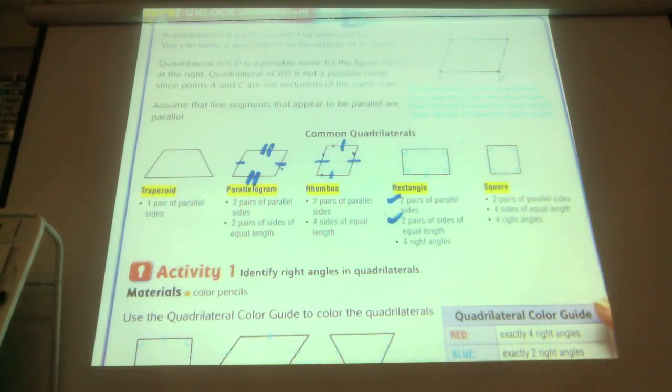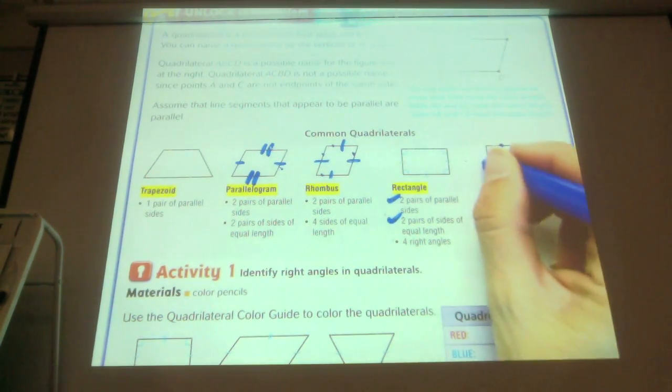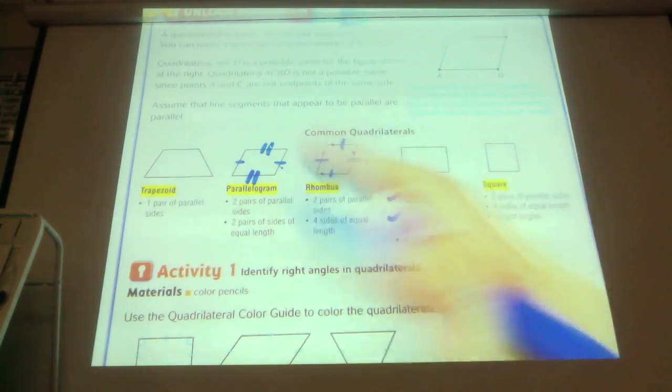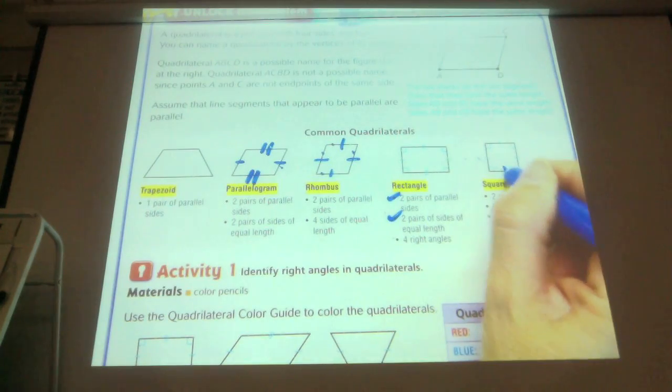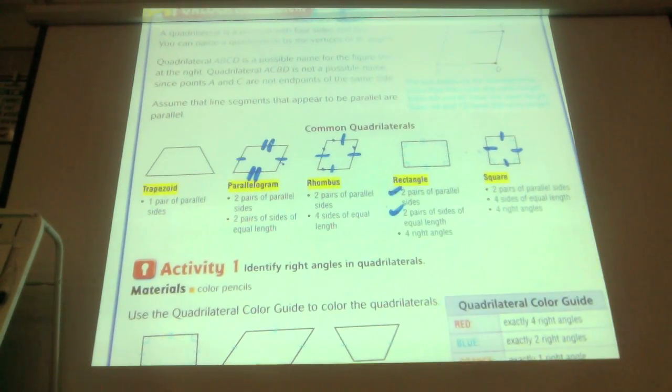The last one is a square. The rules of the square are two pairs of parallel sides. That's this side and this side are parallel. This side and this side are parallel. Okay. The sides are all equal length. One, two, three, four. And the last one is that it has four right corners. That's what makes it a square.